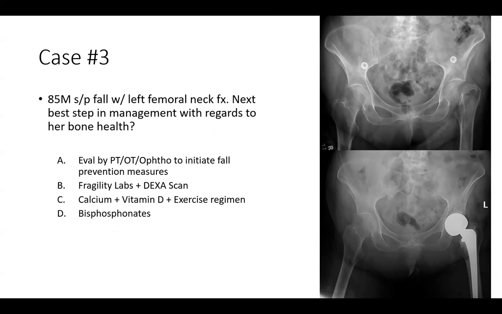Let's do B and A. B and A. Okay, so we're getting some talk here. Maybe we don't need a DEXA scan to know that they have low bone mineral density. All right, we're getting somewhere. I think you guys are starting to get the point.